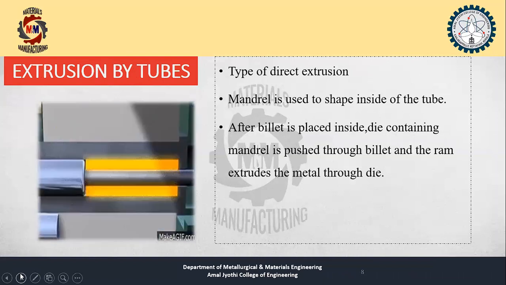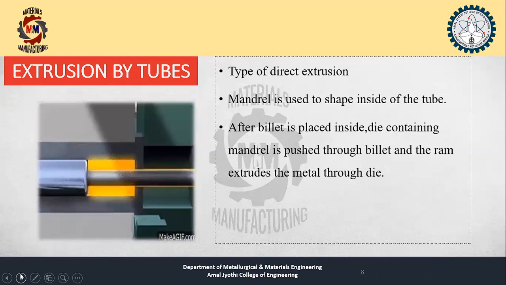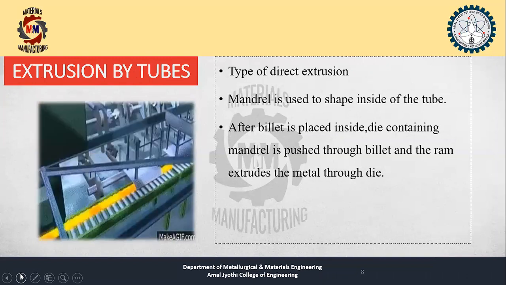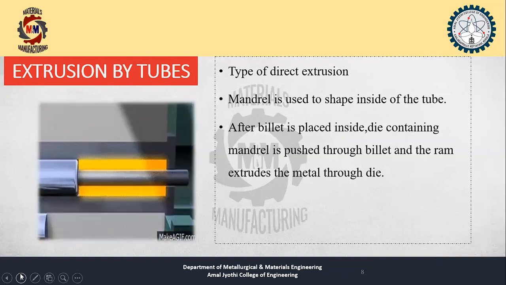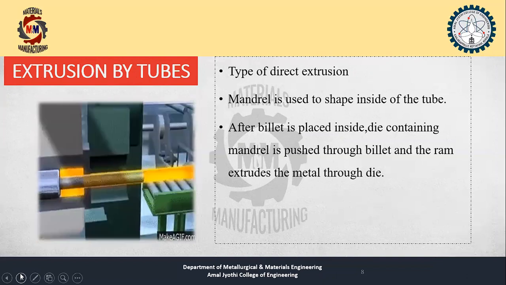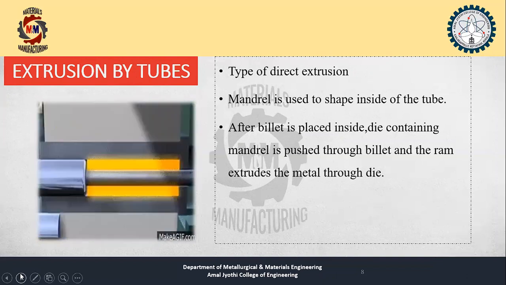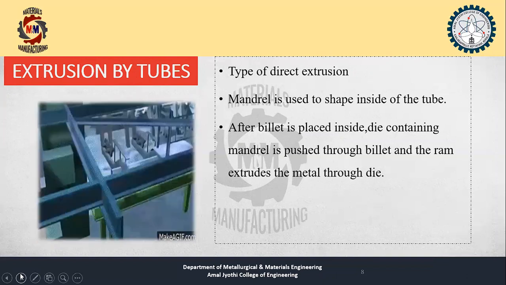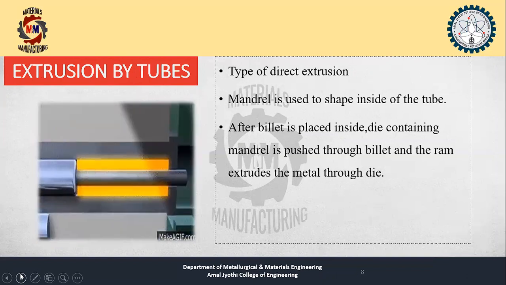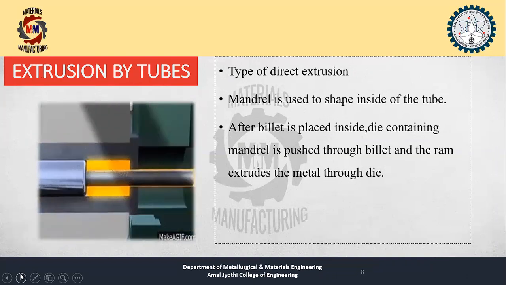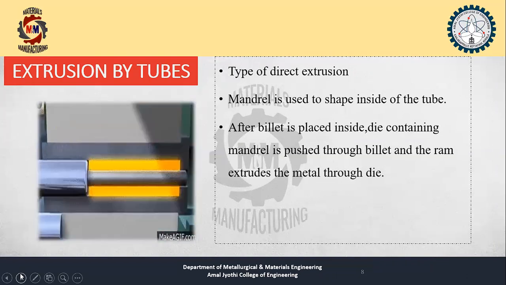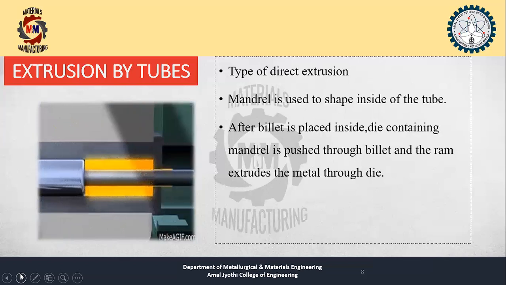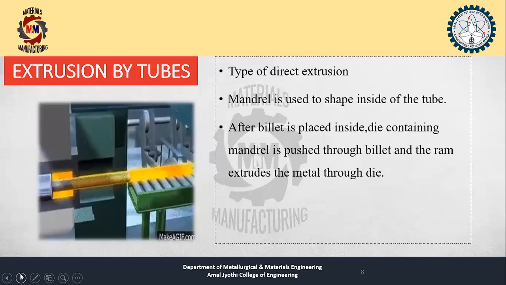Extrusion of tubes is a type of direct extrusion. A mandrel is used to shape the inside of the tube. After the billet is placed inside, the die containing the mandrel is pushed through the billet, and the ram extrudes the metal through the die. This picture clearly shows the process of direct extrusion.